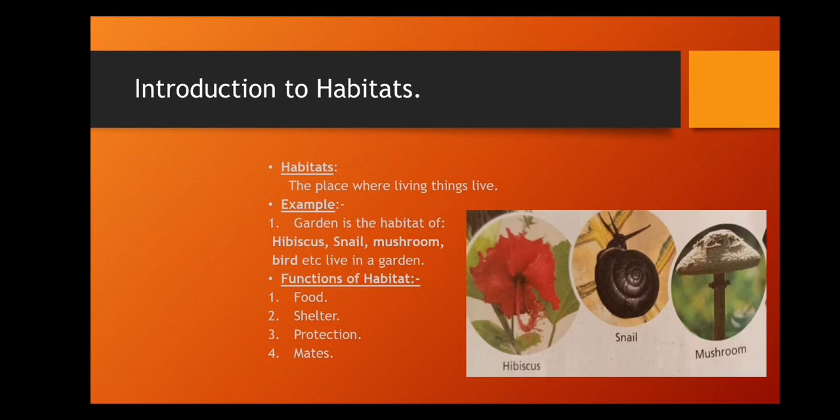What is a habitat? It's a place where the living things live. A common example is the garden. It's the habitat of hibiscus plant, snail, mushrooms, birds, etc. You have different examples like the rose plant, the grass, or many other insects you can see.